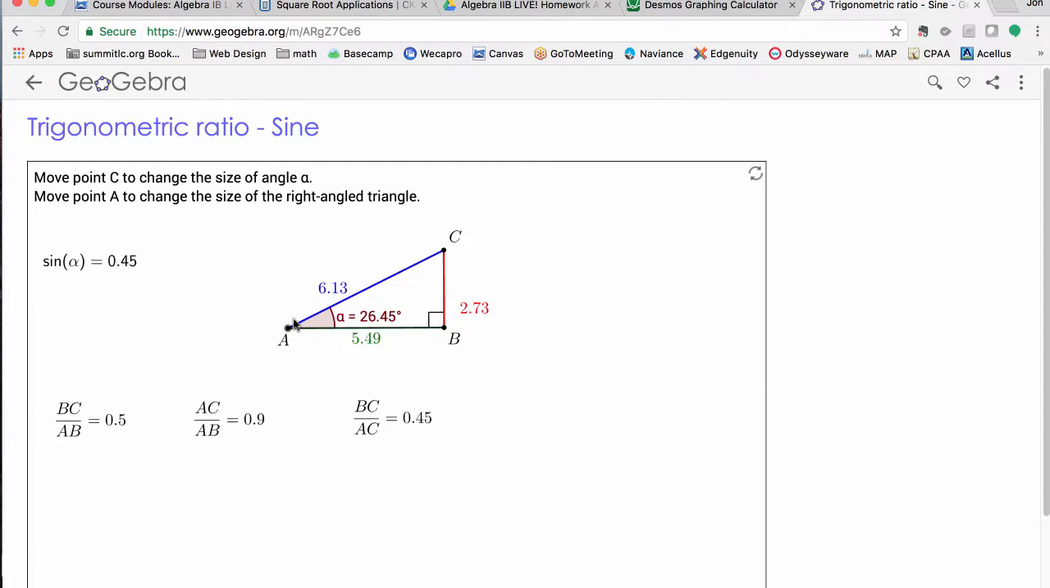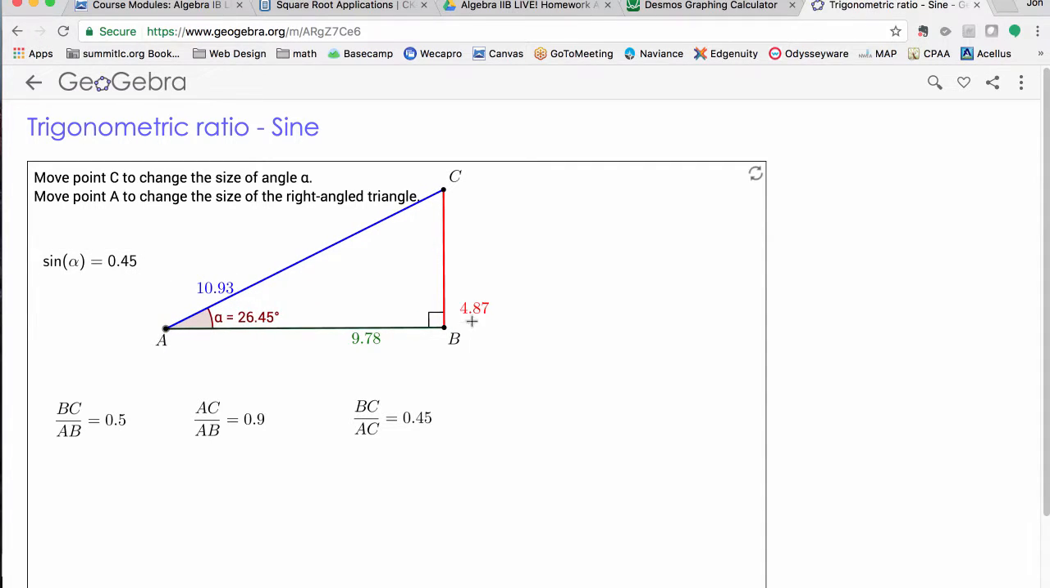So again, trigonometry is the ratio of sides. We're just looking at the sine, so it's the opposite divided by hypotenuse. Now notice what doesn't change, however, is when the triangle is bigger or smaller. As long as the angles stay the same, your sine is going to stay the same.